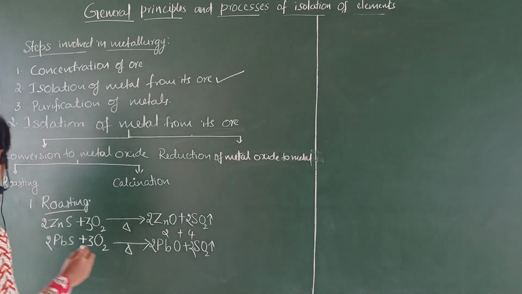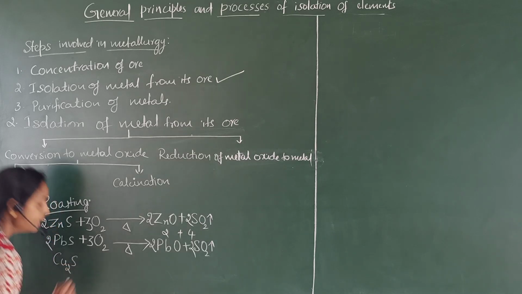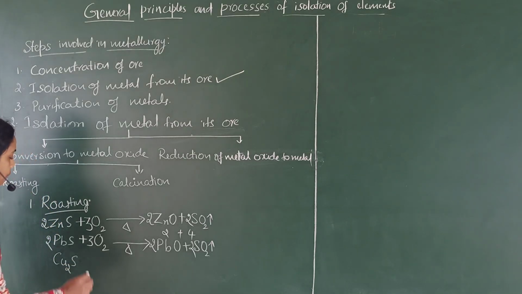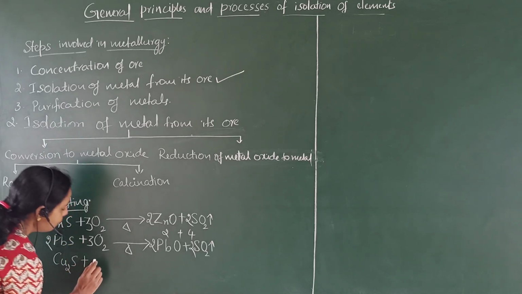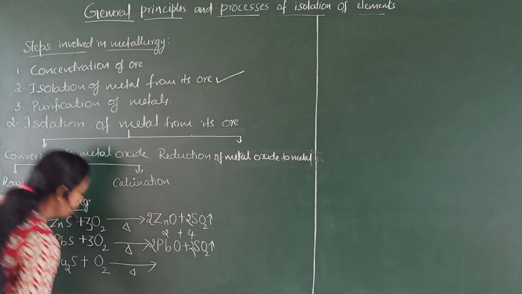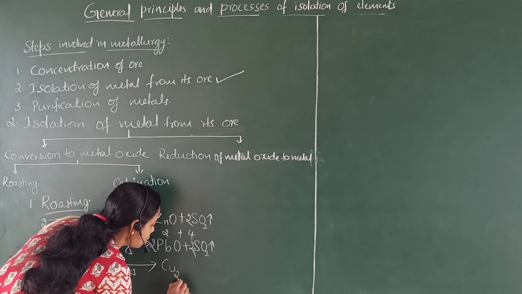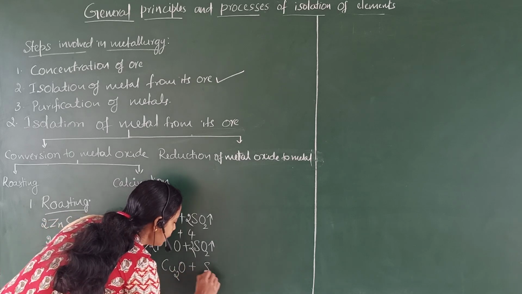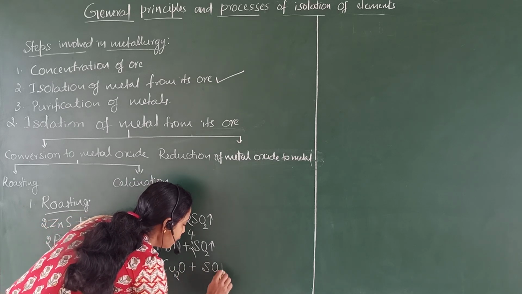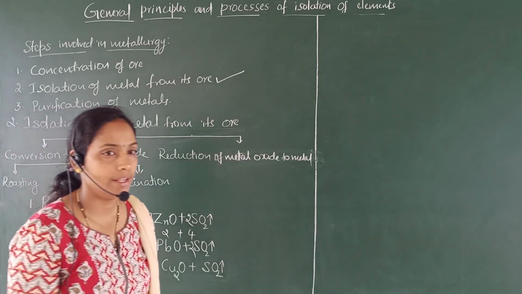Next example, copper glance. The composition of copper glance is cuprous sulfide, Cu2S. When cuprous sulfide is heated in the presence of excess of oxygen, it is oxidized to cuprous oxide with the liberation of sulfur dioxide gas. Here also, in the same way, we can balance it.